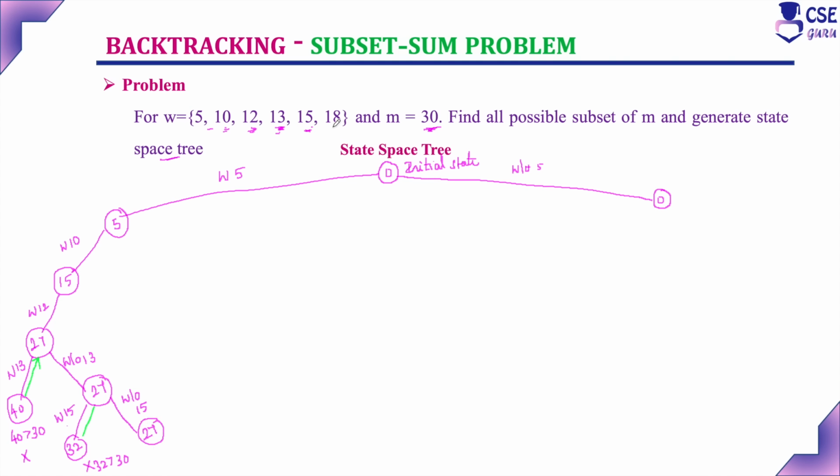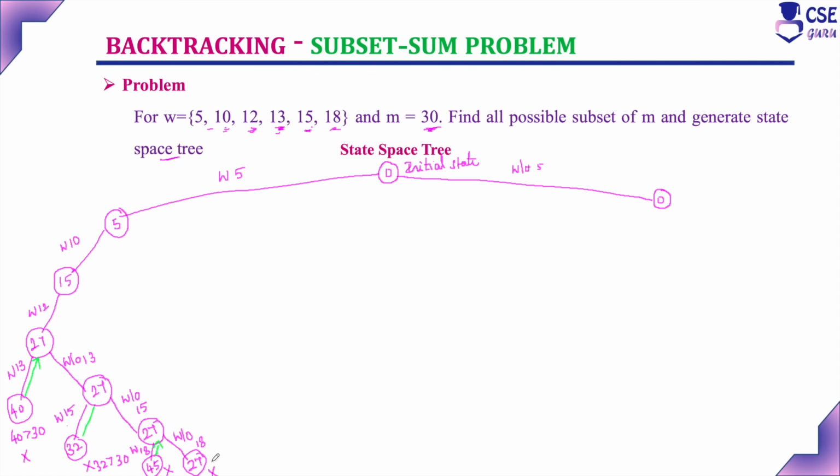So next one more element is there to consider. With 18, 45. And this is a dead end since 45 was greater than the required sum. And here also we need to backtrack. So backtrack to the previous step and consider the other possibility. Without 18. So without 18 in the sense value will be 27 only. But this is not our required sum. So this will also be a dead end.